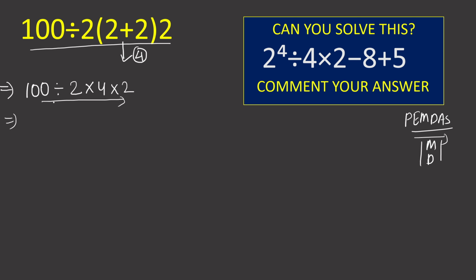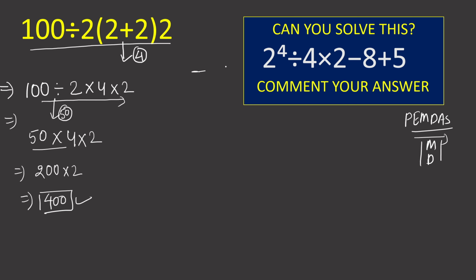In that case, first we have to solve this division part, which is 100 divided by 2, which gives 50. So we write 50 times 4 times 2, and we do multiplication. 50 times 4 is 200, times 2, and 200 times 2 gives 400 here, which is the right answer.